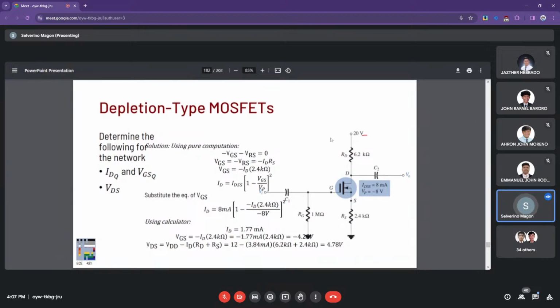All right, so solving for the output loop, once we have again the ID here, everything else is provided in the circuit: VDD, RD, RS. We have the VDS at 4.78 volts in this case.